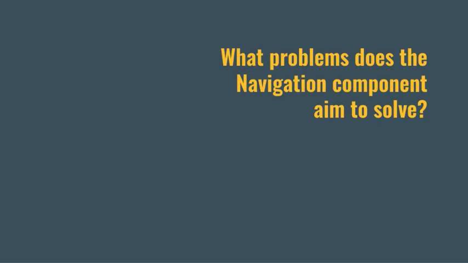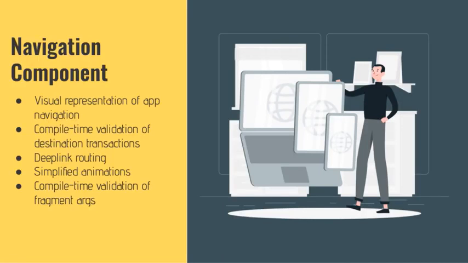So that's all well and good, but what problems does navigation actually aim to solve? As we've seen in this course, navigation can be fairly straightforward. So what types of things make us actually want to use the navigation component? Well, there's a number of things that the navigation component gives us, which are pretty nice. So one of them is that we just get this nice visual representation of our app's navigation. And we'll see an example of that in just a moment.